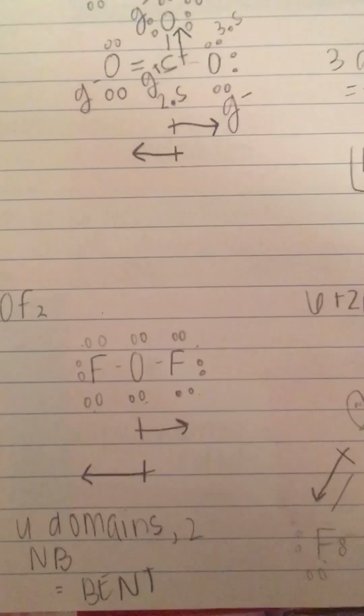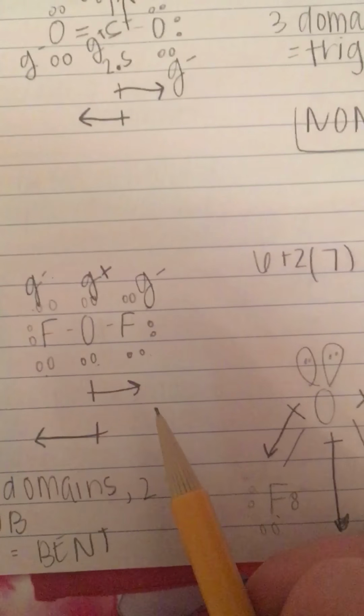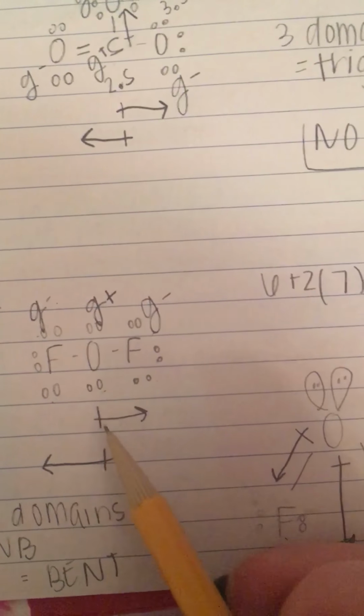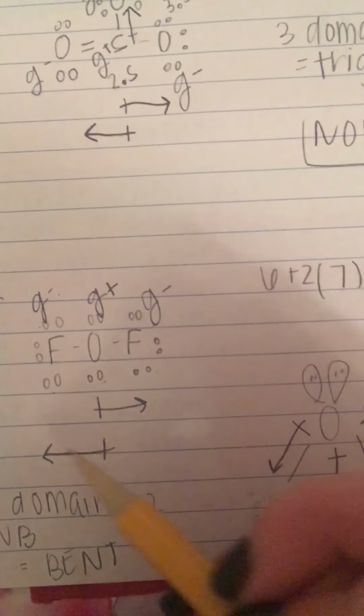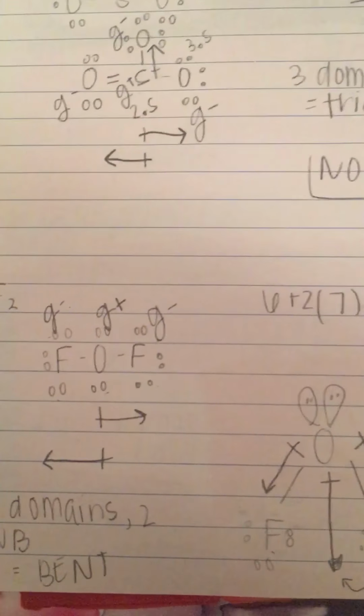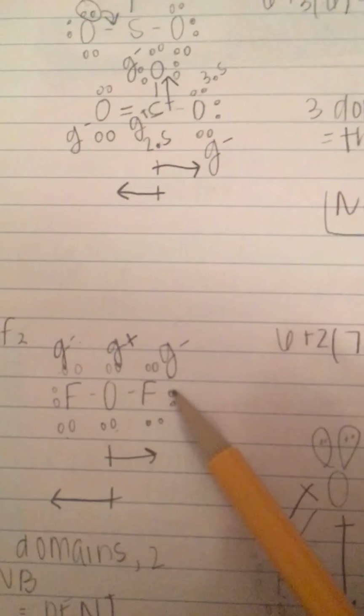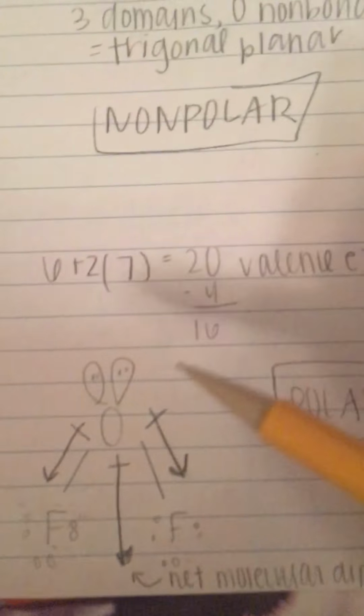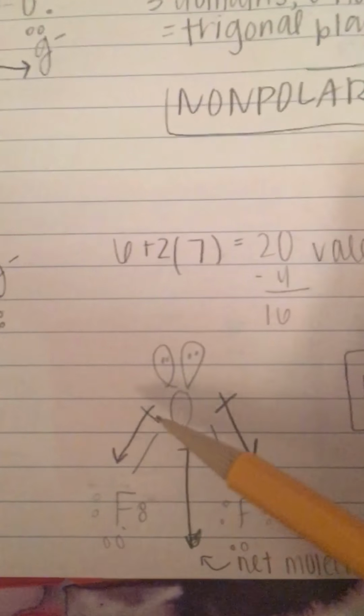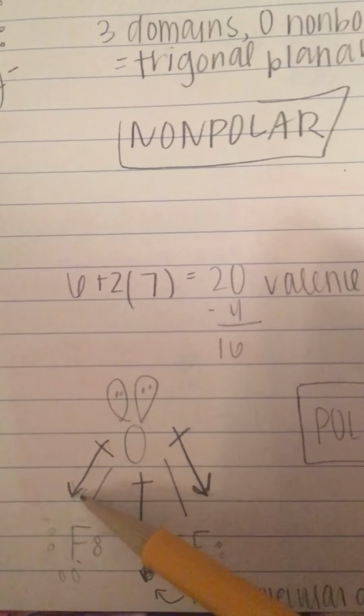So now we have to do the bond dipoles. F, of course, is the most electronegative, so it has the partial negative, and O has the partial positive. The negative head points towards F, and the positive tail is on O. Now we have to identify the net molecular dipoles based on molecular geometries. We have 4 domains with 2 non-bonding, which gives us bent. So we draw that out: 2 non-bonding over here, F over here, positive tail, negative head.